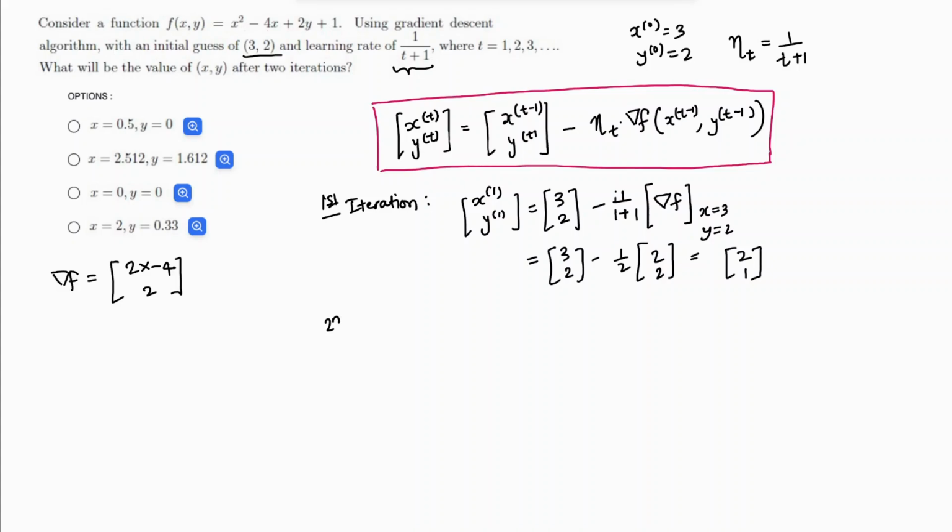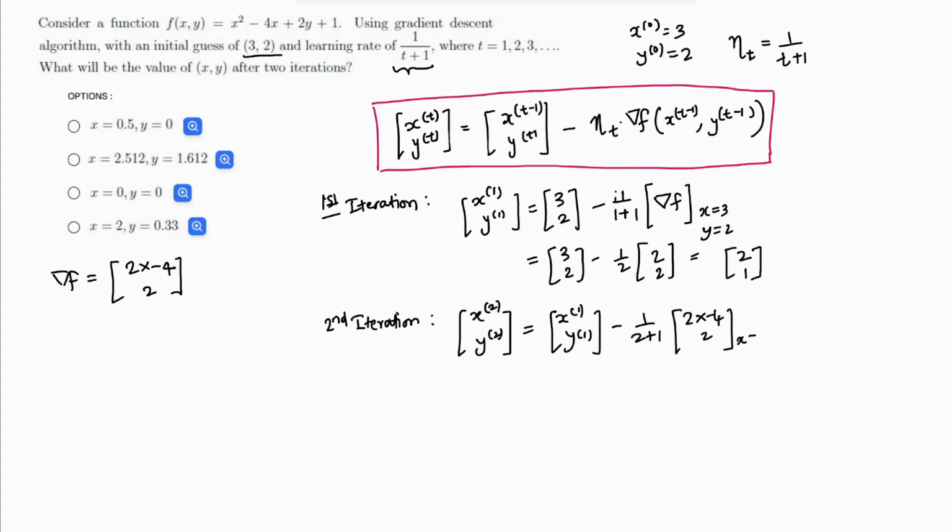Now we'll have to do one more iteration, which is the second iteration. There we compute x2 and y2. And how do we do that? By the same methodology, we look at the previous data point, x1 and y1, minus eta of t, which will now be 1 by 2 plus 1, times the gradient of f. The gradient of f is 2x minus 4 and 2, and then we put x equal to x1 and y equal to y1. This is the gradient descent algorithm.